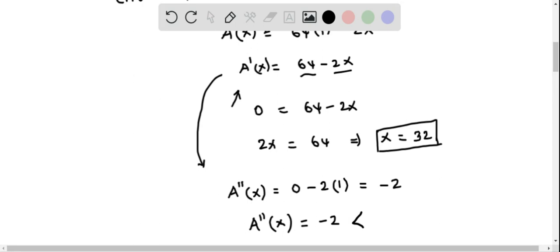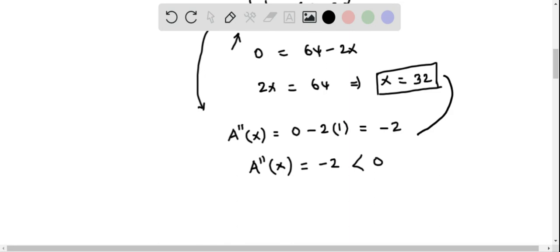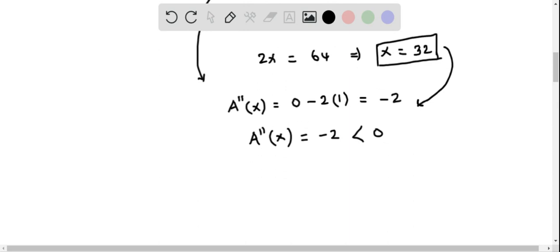And this is always less than 0 as it is independent of x. So there is no need to plug x into this. Even when you try to do that, it is always going to be negative as it is independent of x. And according to the second derivative test, when the second derivative is less than 0, we see that at the critical point x equal to 32, it's a point of maximum. That is, area is maximum at this critical point. So this is how we verified at this critical point that area is maximum.